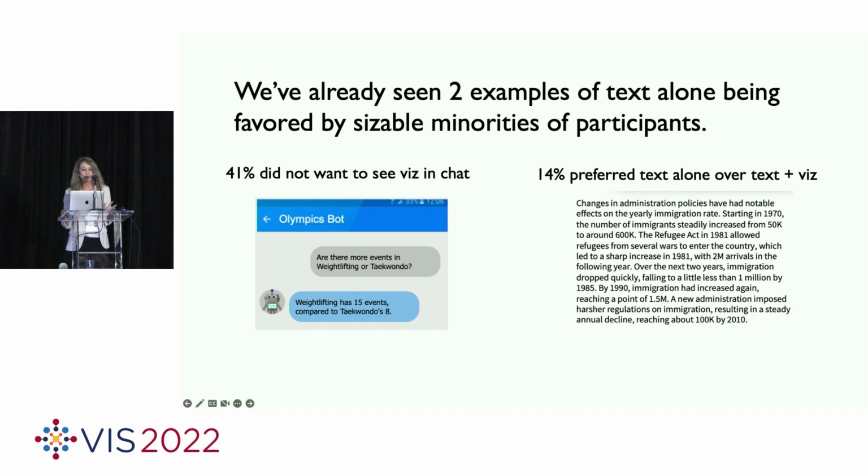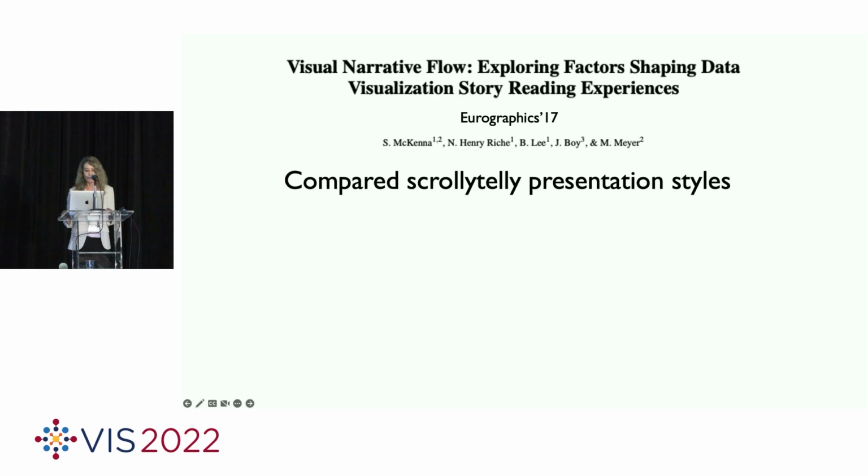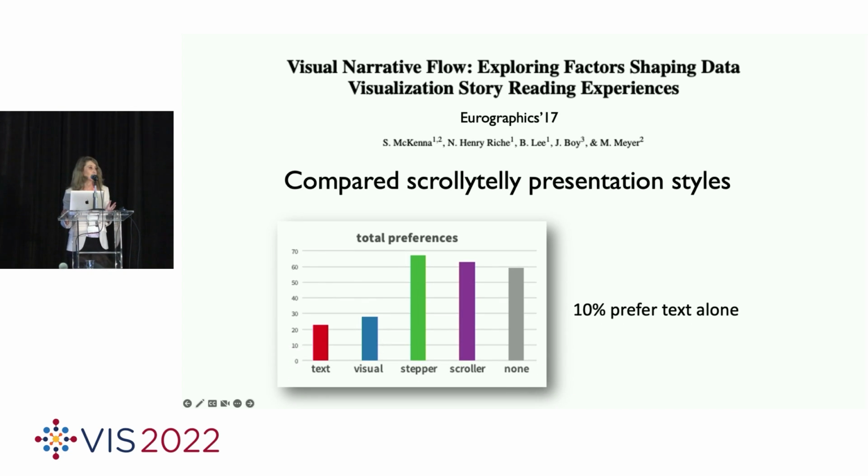So we've already seen 2 examples of text alone being favored by a sizable minority of participants. And I was wondering, are there more examples in the literature? I found a few. So this one by McKenna et al. was actually looking at scrolly-telling presentation styles, but they did have a no text option. And even in the case of really engaging scrolly-telling kinds of designs, 10% of their participants preferred text alone.